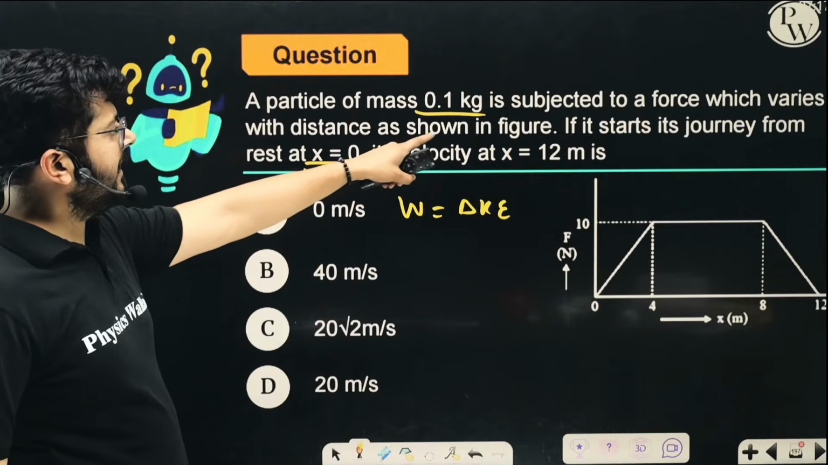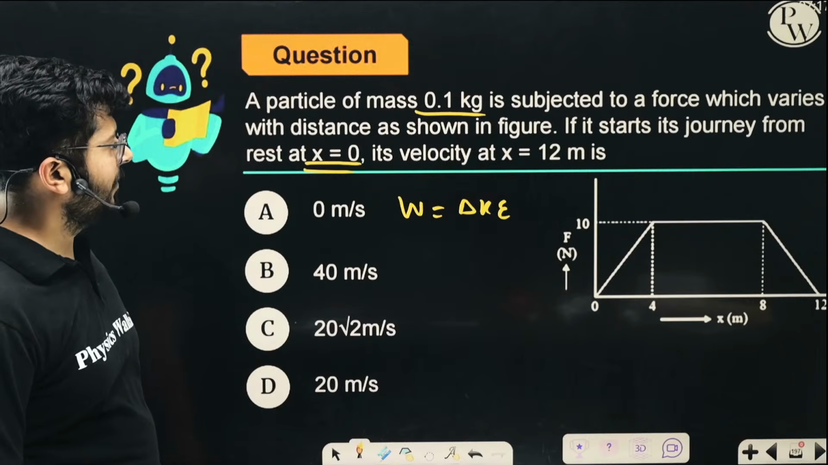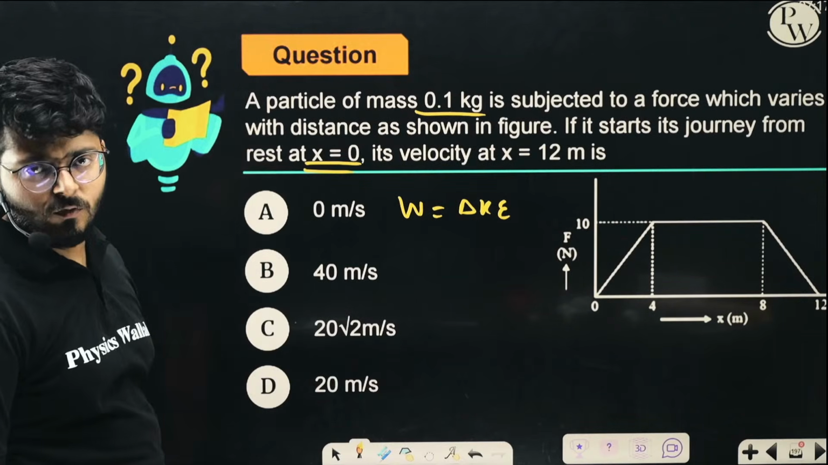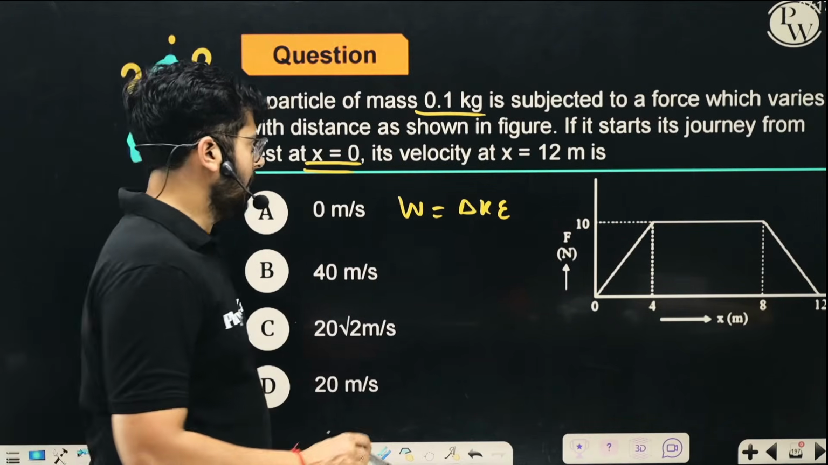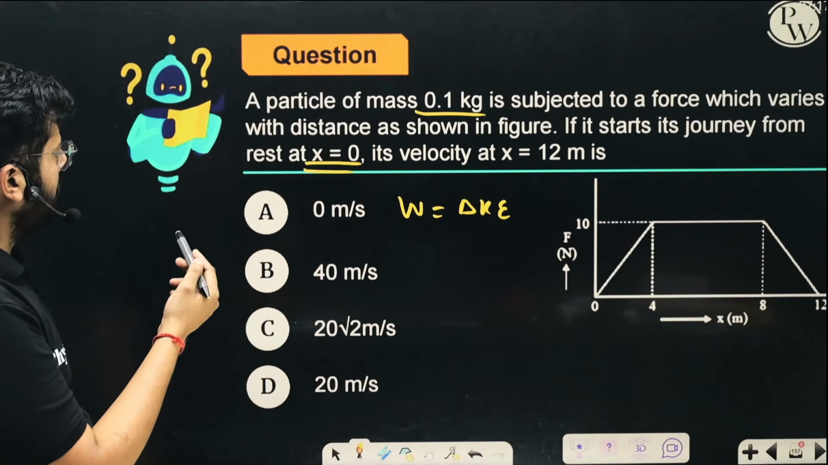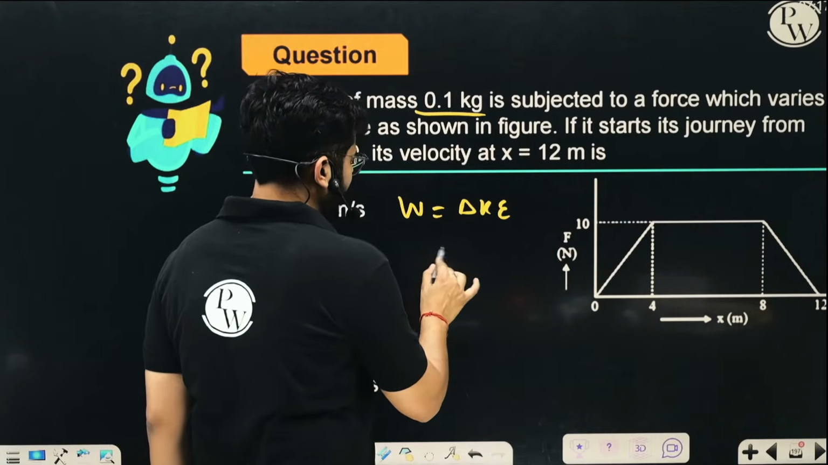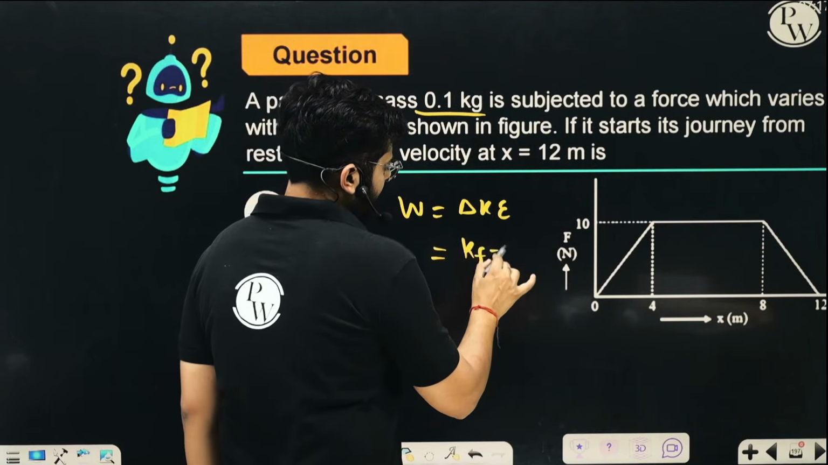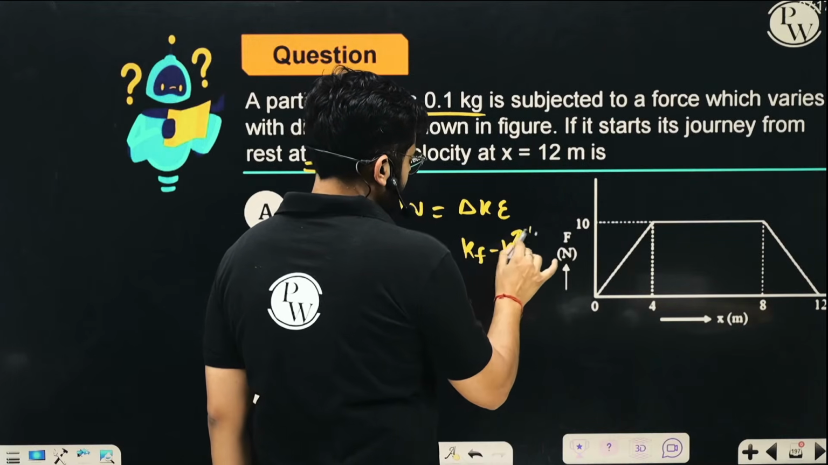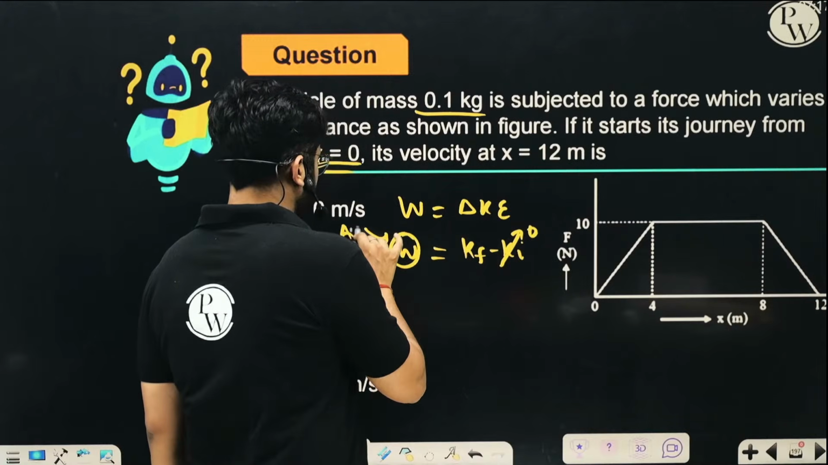Initially the particle starts from rest. So initial velocity is 0, initial kinetic energy is 0, and they are asking what will be the velocity at x equals 12. So the change in kinetic energy, Kf minus Ki, where initial kinetic energy is 0, is equal to the work done, which is the area under the curve.